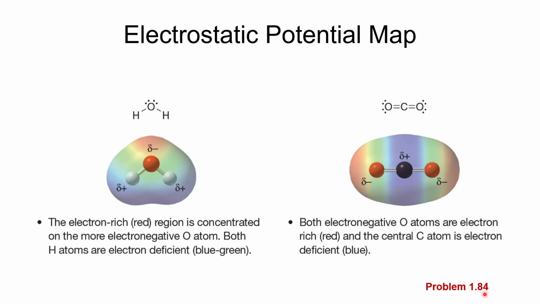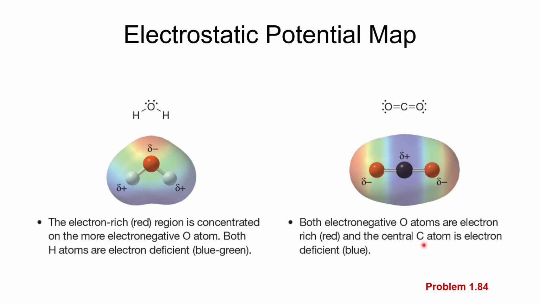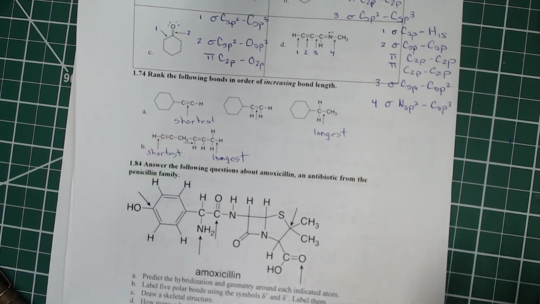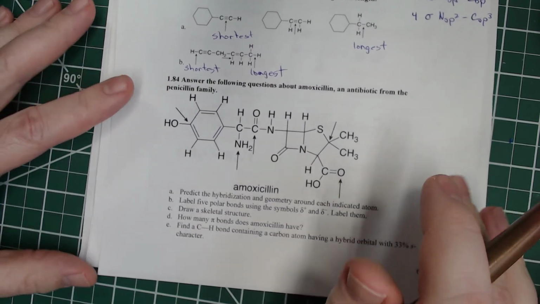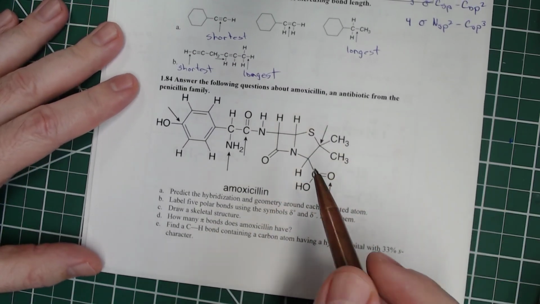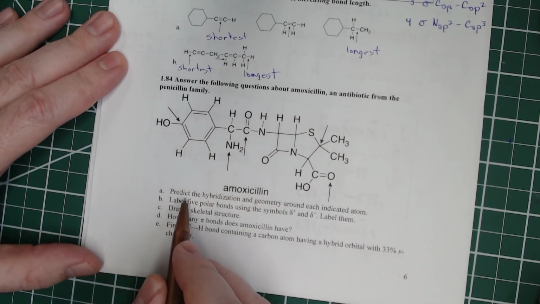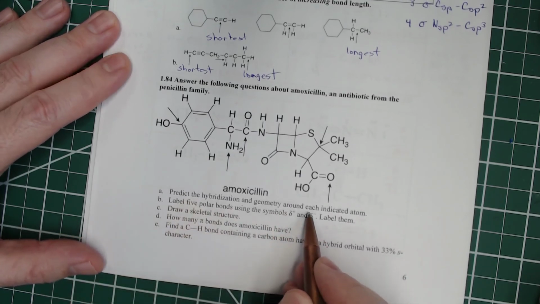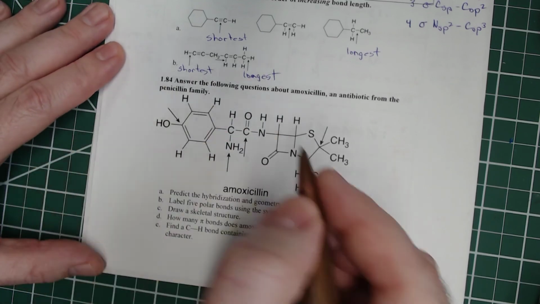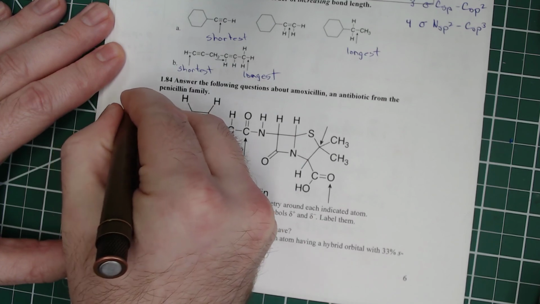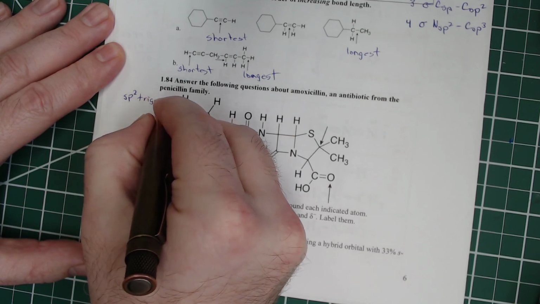All right, and then we're going to do number 84, and after that, that's my favorite page in every chapter. So we are at the last problem. Let's go to number 84 on the in-class assignment. We've got this antibiotic called amoxicillin, and here we're going to answer questions about each of these. It says, predict the hybridization and geometry around each indicated atom. So the ones with arrows. Well, that carbon has 3 domains. So the hybridization is sp2, and the geometry is trigonal planar.